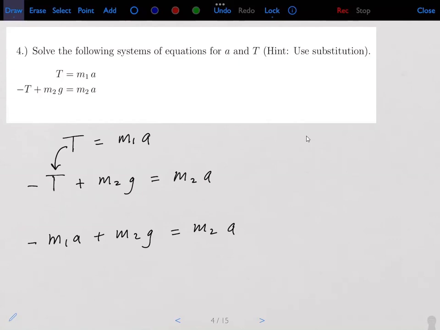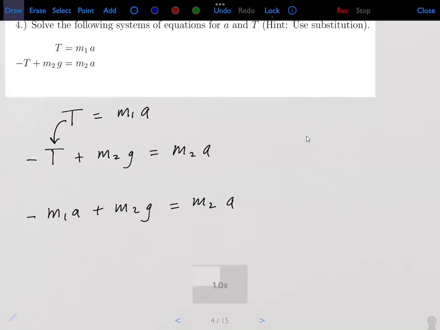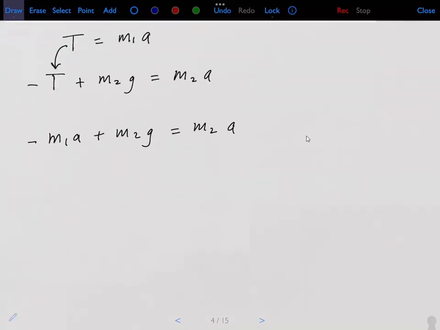So I need to get the terms with the a, which stands for acceleration, together. To do that, I'm going to bring this m1a to the right-hand side, right? So I have minus m1a, so to get rid of it on the left-hand side, I'm going to add m1a. And whatever I do to one side, I'm going to do to the other side. So now I have m2g is equal to, and I can write the right-hand side as m1a plus m2a.